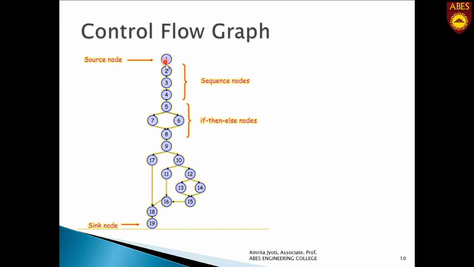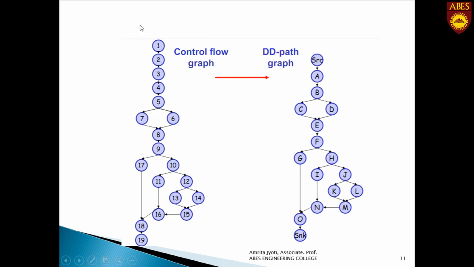In this case, node 1 is treated as the source node and the last node, 19, is treated as the sink node. And statements 2, 3, 4 are in sequence. So we can combine the statements 2, 3, 4 into a single node in a DD path graph. That means the DD path graph from this control flow graph is converted like this. In this case, 2, 3, 4 are combined and converted into another node that is called A. And this is the DD path graph of the same problem, the triangle problem.